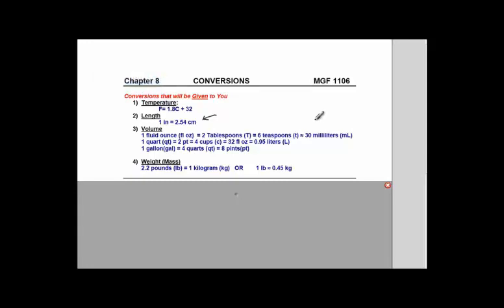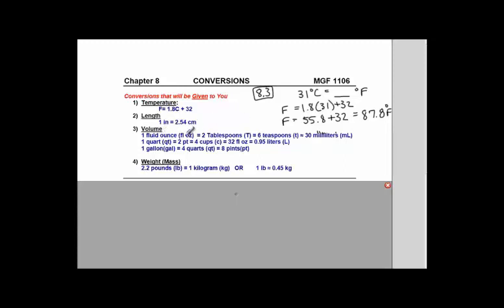And so just to be clear, I want you to see which conversions you'll be given on the test, and then of course the rest of them you'll need to learn, but I'll point those out as well. So you will be given in Chapter 8 the formula for converting temperature, Fahrenheit to Celsius or Celsius to Fahrenheit. We can use the same formula for both. You're going to see some more of those examples in section 8.3. Also, you'll be given that length. For length, 1 inch is equal to 2.54 centimeters.